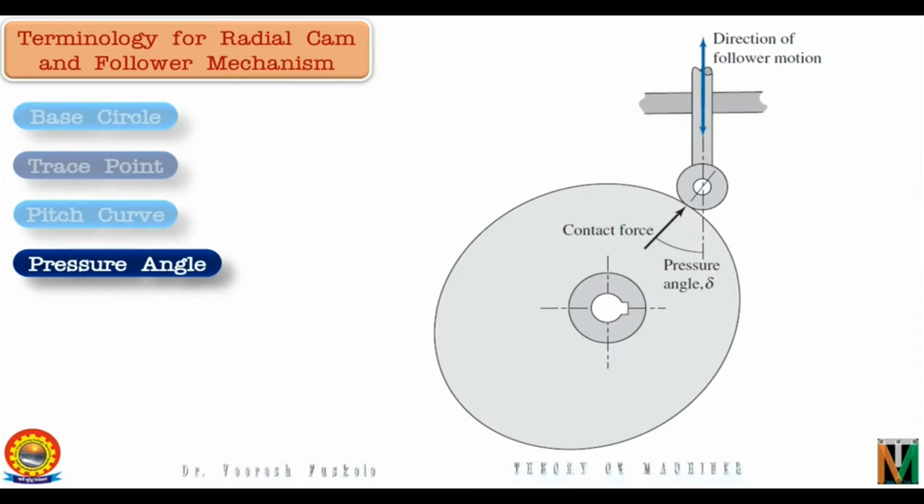The pressure angle at any point of the profile of a cam is the angle between the follower movement and the direction that the cam is pushing it. More precisely, it is the angle between the path of the follower motion and the line perpendicular to the cam profile at the point of follower contact.